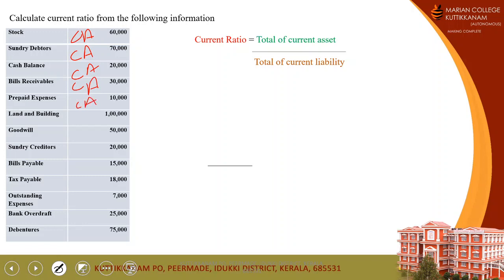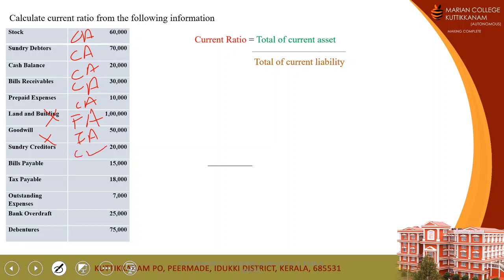What about land and building? It is not a current asset. It is a fixed asset. Then what about goodwill? That is also a fixed asset. So we can't take these two items when we take the total of current asset. Then what about sundry creditors?